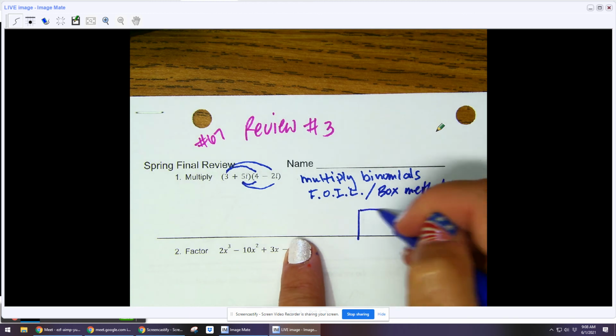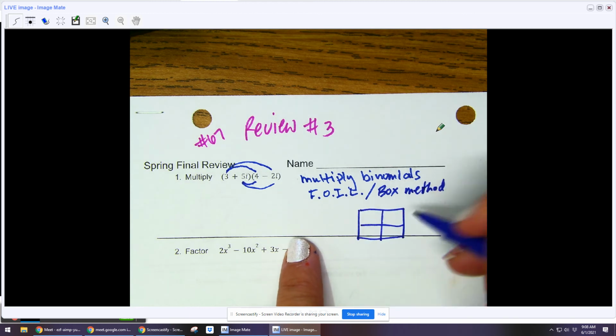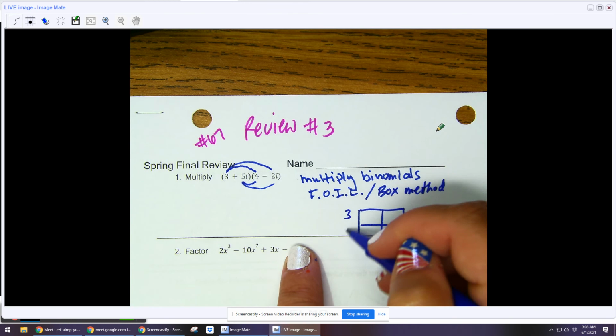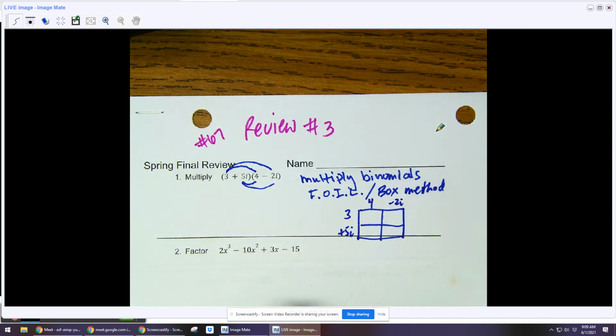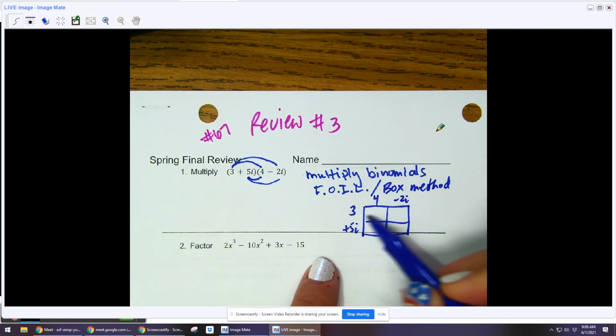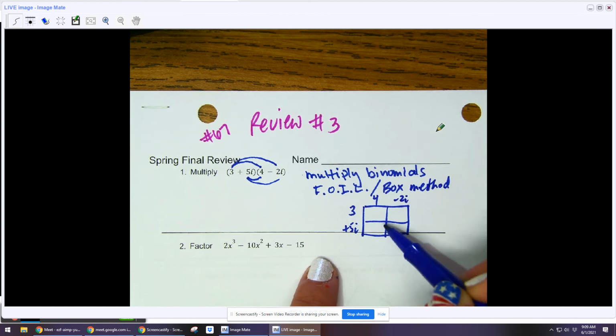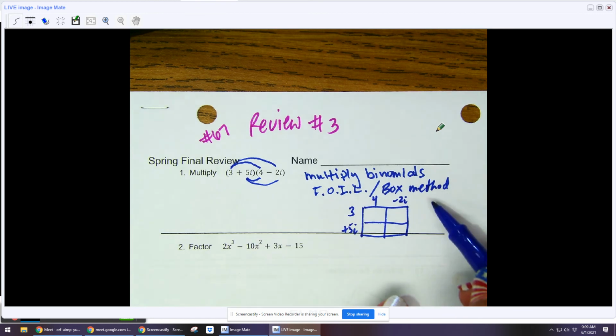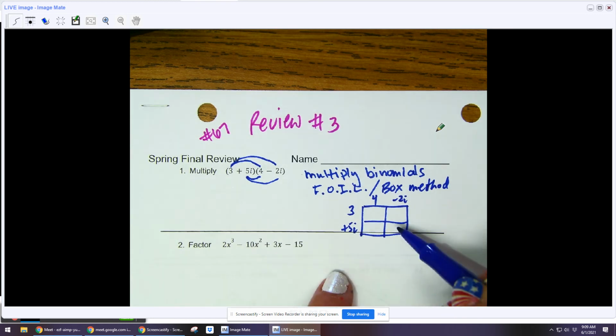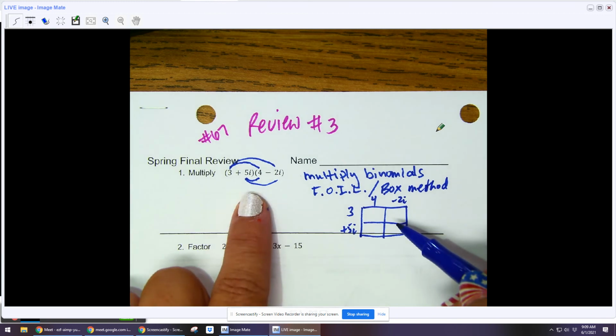Box method is where you just draw yourself a little box and you write down 3 plus 5i on the side, 4 minus 2i across the top, doesn't matter which one you write where, and then you multiply the rows and the columns together, filling in. So which one are you? Are you a FOIL method kind of girl or a box method kind of guy? Whatever, you can use your choice of methods. I'm going to do FOIL method.